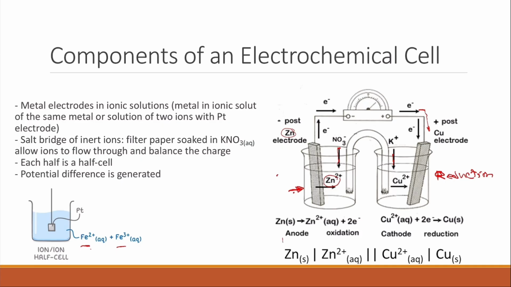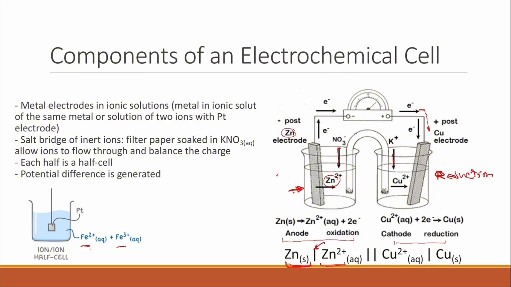We can represent the oxidation and the reduction as equations. Zinc will give you zinc ions plus 2 electrons, and the copper ion will gain 2 electrons to give you the copper. We can represent this electrochemical cell as follows. We start with the oxidation reaction first, and we add the species that's going to be oxidized, which is the zinc in this case. And then we add the oxidized form of the zinc, which is the zinc ion.